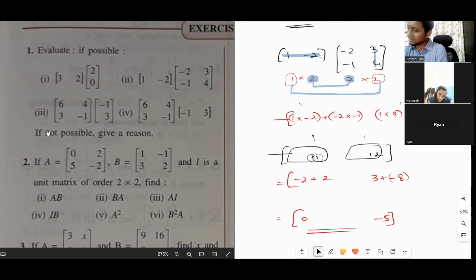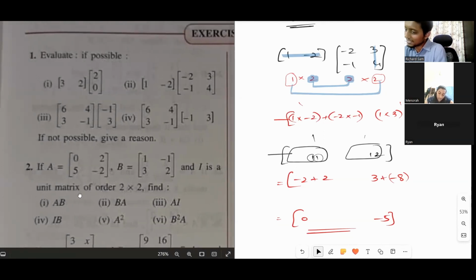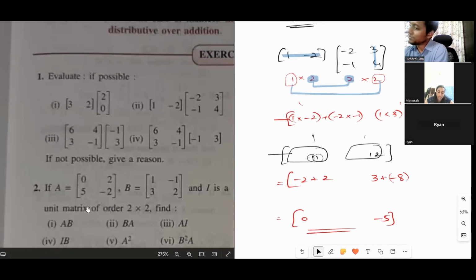Come here. Where's the matrix? You're supposed to do first row into first column. You did 6, 3, no? Not like this. 6, 4 with the minus 1. And then for the one below that, you have to do 3 minus 1 with 1 minus 1, 3. Okay. Try it out. Then I'll show you.